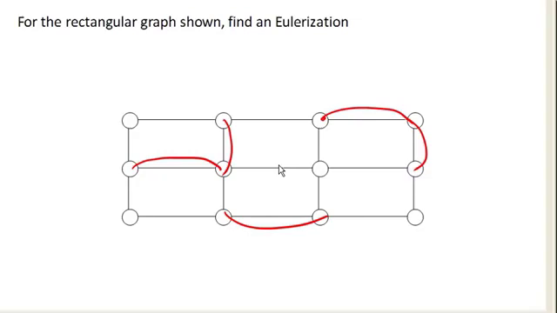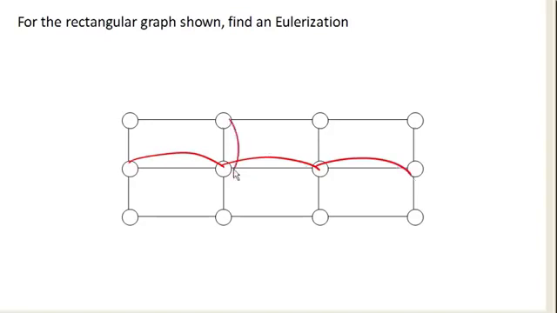This one turns out to be the same number of duplications as our previous one. But if we had instead done something like this, this is more duplicated edges. In general, we want to minimize the number of duplications we have in our graph, because each of those duplications means that we're walking along an edge twice. And generally, that's not a good thing. So let's look at another graph.